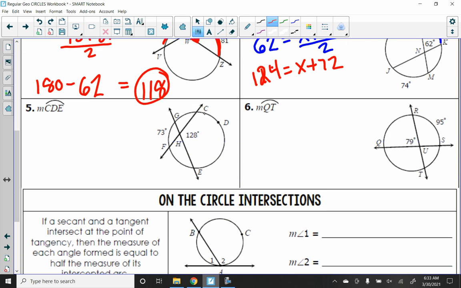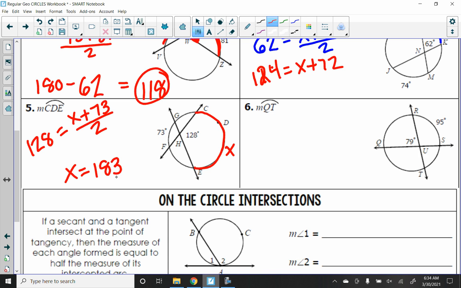Okay, CDE, one more time to find another arc. So we're looking for this. I'll call it X. We have the angle and the other arc. So the angle in the middle is 128 equals X plus 73 divided by 2. And yeah, that's going to be a big arc. 128 times 2. And then we subtract 73. So you should get this arc is just over a half circle, 183.